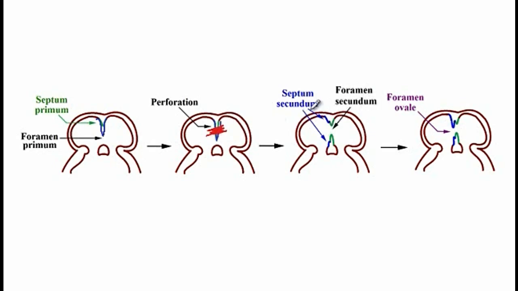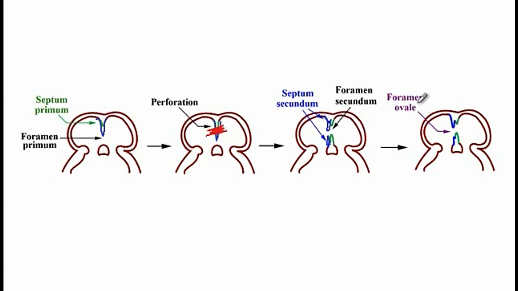And then after that, there would be a septum secundum that grows on top of septum primum. So first we had septum primum, then there was perforation in that, and then a second septum grows on top of septum primum. And this structure is now referred to as foramen ovale.